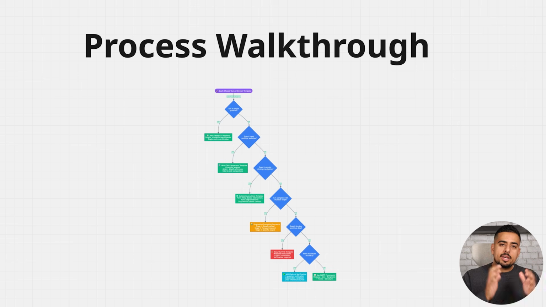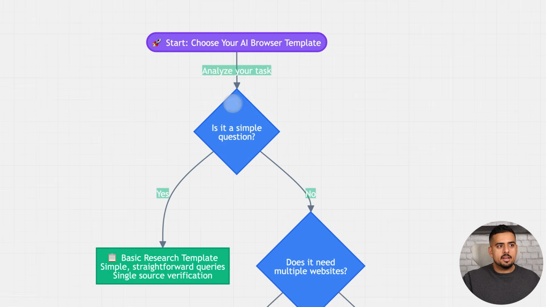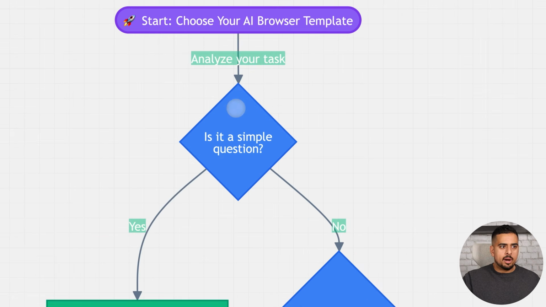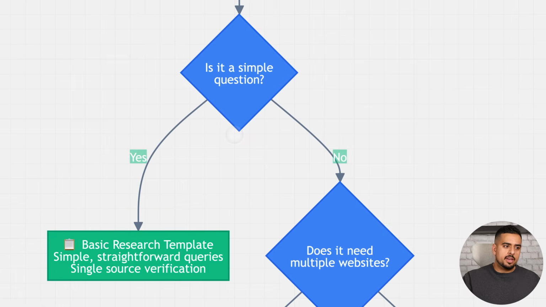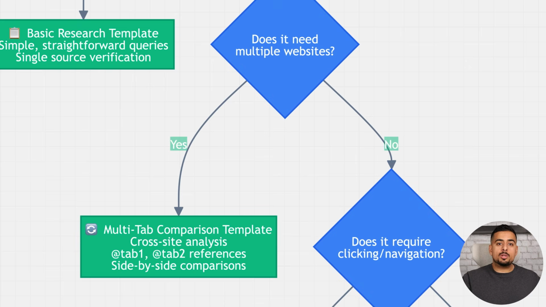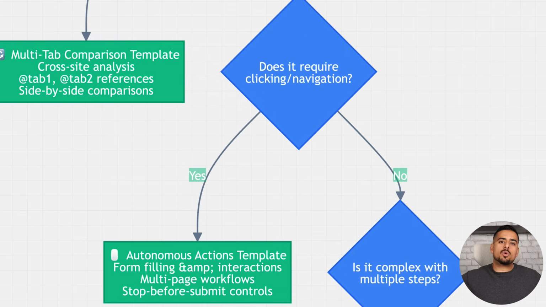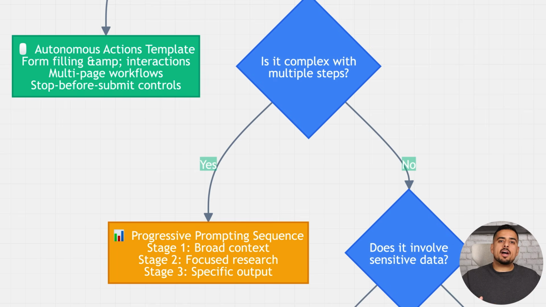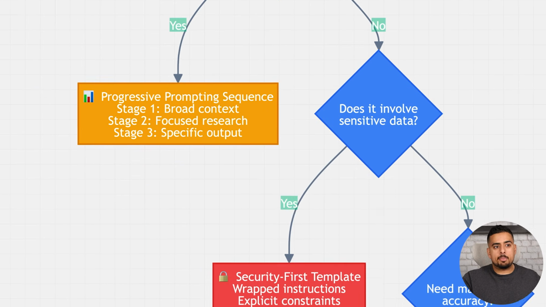So if we were to just look at this as a general process and zoom in, then you'd have to choose your AI browser first. Is it a simple question? If yes, then just do a basic research template prompt. If it needs multiple websites, then maybe do a multi-tab comparison. And then if it requires clicking or navigation or any form of spectrum of agency, then use the autonomous actions prompt template. But if you find that that one mega shot prompt is not doing it for you and it keeps hallucinating or not getting to the end result, then you can break it up into more digestible and manageable chunks, then use a progressive sequence or prompting sequence.